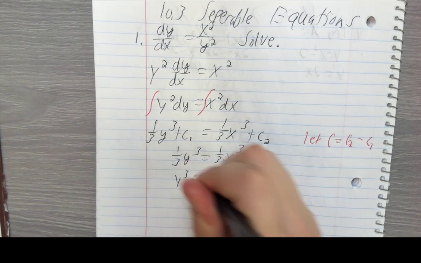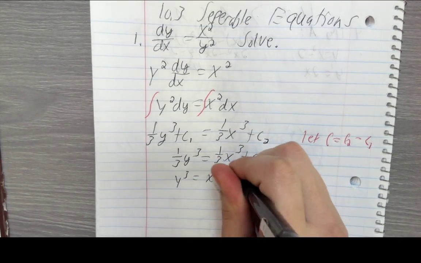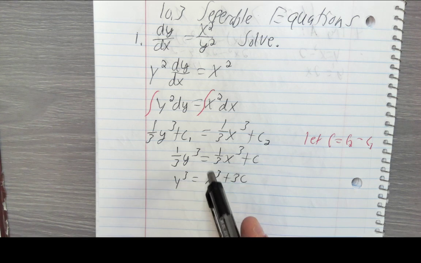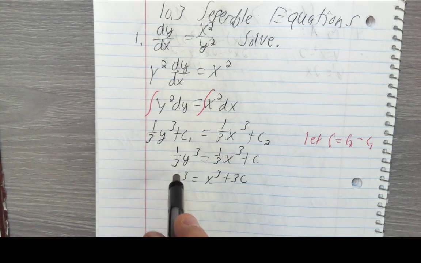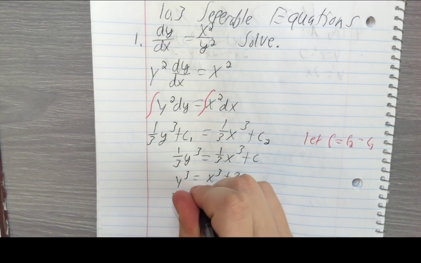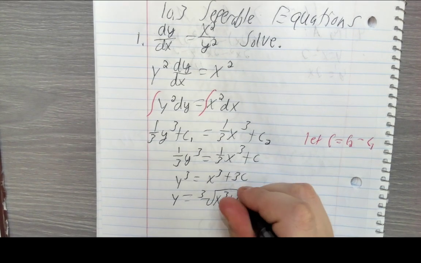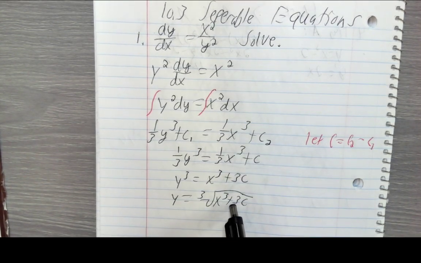So I multiply everything by 3. So 1/3 x cubed times 3 is just x cubed. C times 3 is 3c. 1/3 y cubed times 3 is y cubed. And then you take the cubed root, making sure that that 3c stays underneath the cubed root.